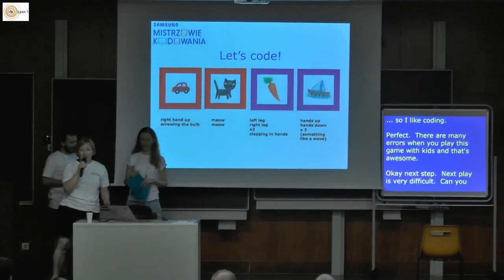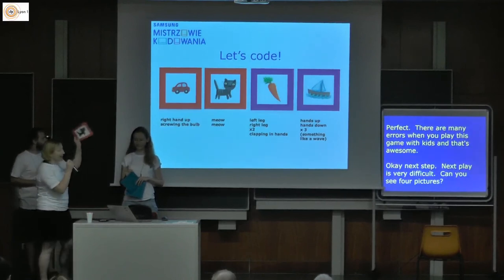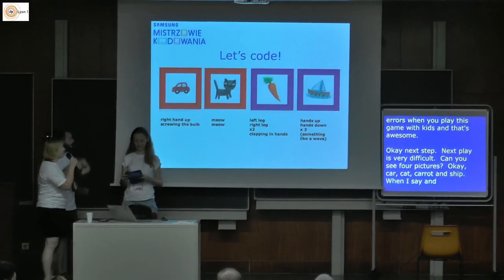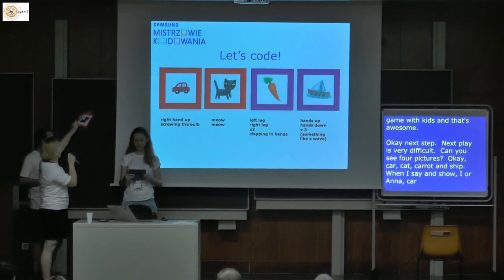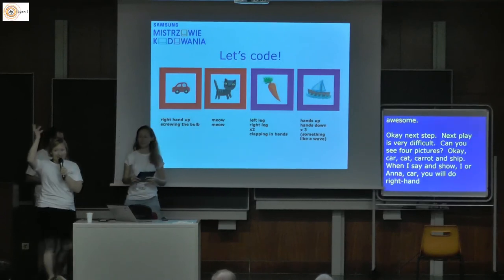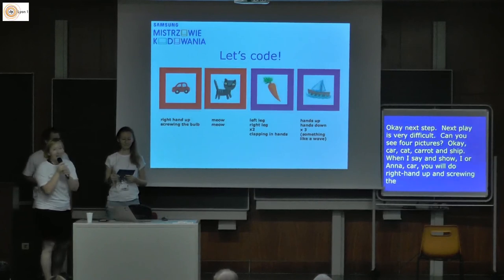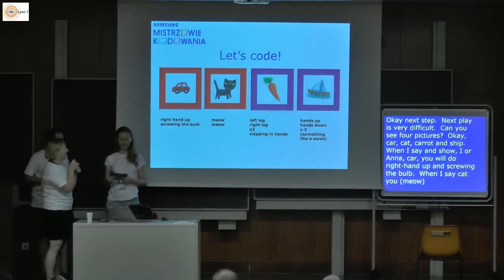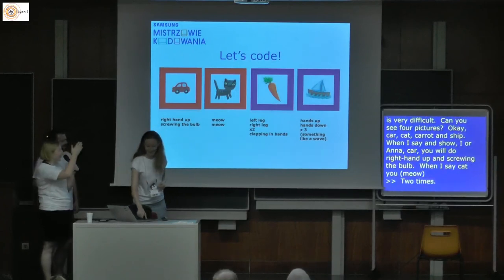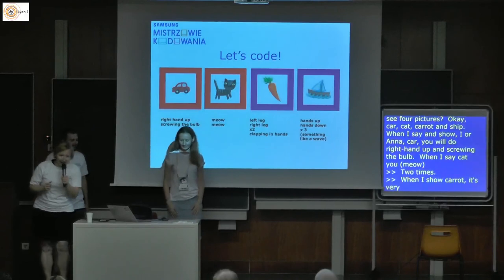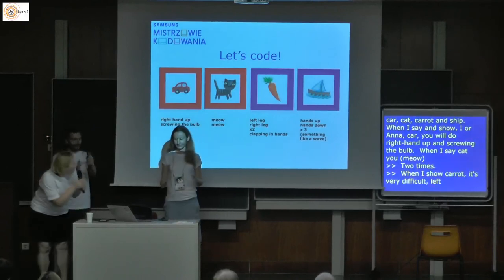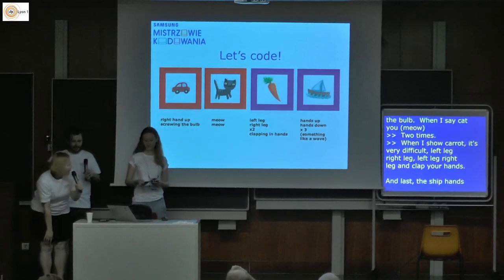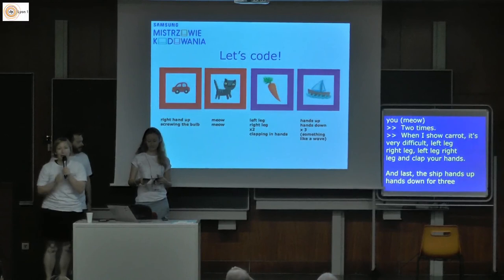Can you see four pictures? Okay, car, cat, carrot, and sheep. When I show car, you will do right hand up and screw in a bulb. When I say cat, you? Meow. Perfect. When I show carrot, it's very difficult. Left leg, right leg, left leg, right leg, and clapping the hands. And last, sheep: hand up, hand down, something like a wave.